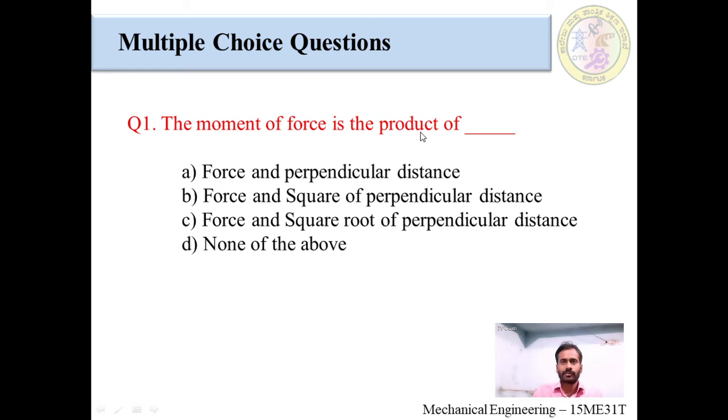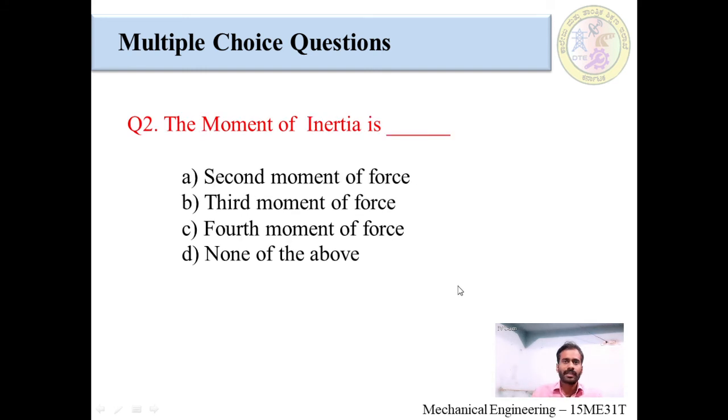So first question, moment of force is the product of, the right answer is force and perpendicular distance. We have discussed in the introduction part, that is moment of force is the product of the force and perpendicular distance. The correct answer is option A. For the question number 2, the moment of inertia is also called as second moment of force, okay. The second moment of force is also called as moment of inertia. So the right answer is option A.